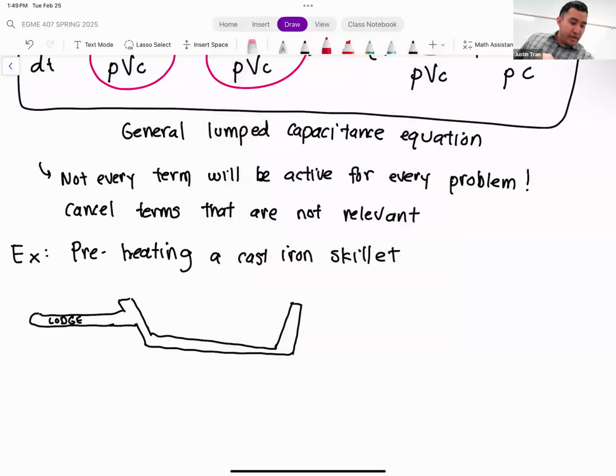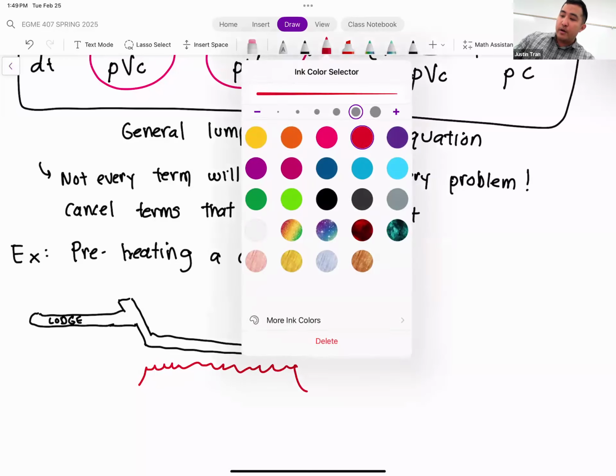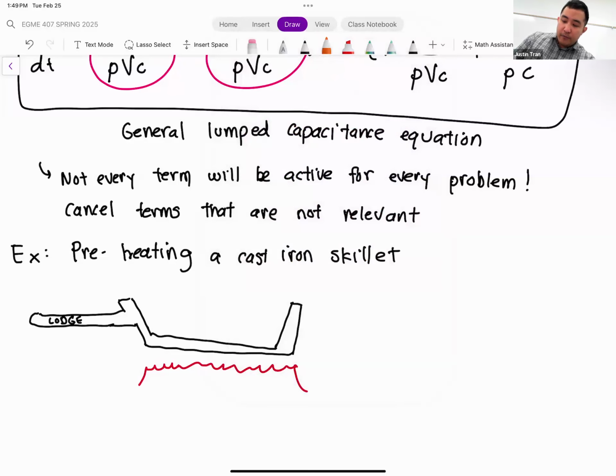Okay. So let's say that we're preheating this skillet here. So usually you're going to preheat it over a stove. So you have a flame that is heating it up from the bottom. All right. So the way that we're going to model this heating here is we're going to say that this flame is applying a prescribed heat flux on the bottom of the skillet.